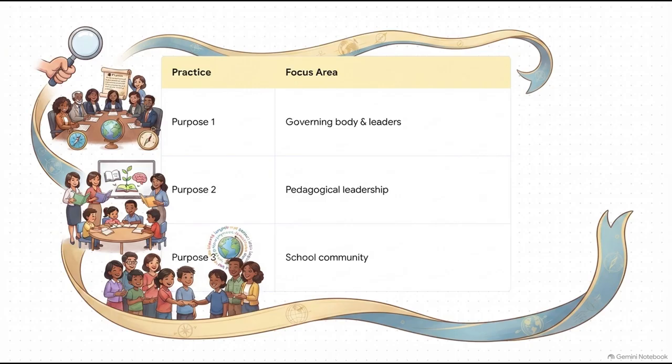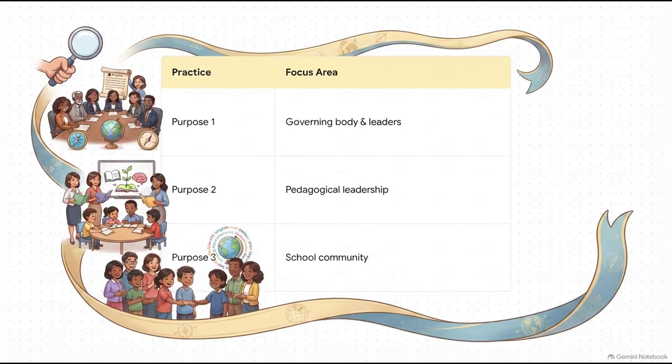Next, Practice 2 shifts to the pedagogical leadership team. Are they articulating a shared commitment and embracing educational approaches that encourage active, compassionate, lifelong learners? And finally, Practice 3 looks at the broader school community. Is everyone actually aware of and committed to fostering internationally minded people? By breaking it down like this, the self-study forces you to hold a magnifying glass to every single level of your organization.